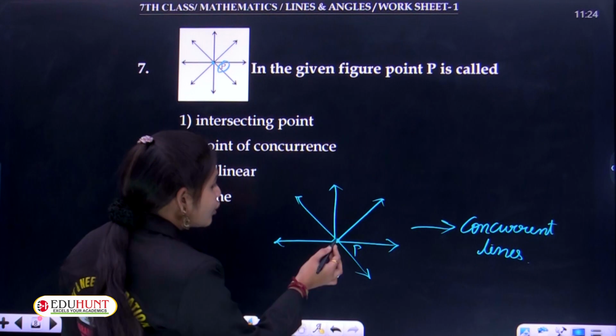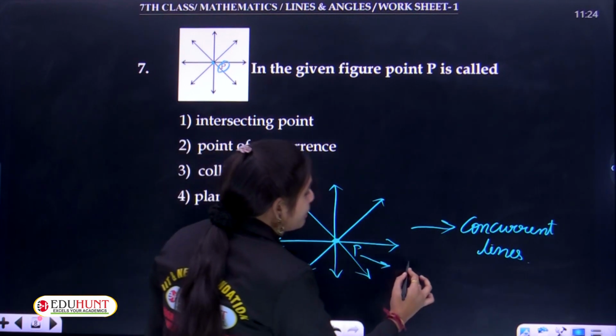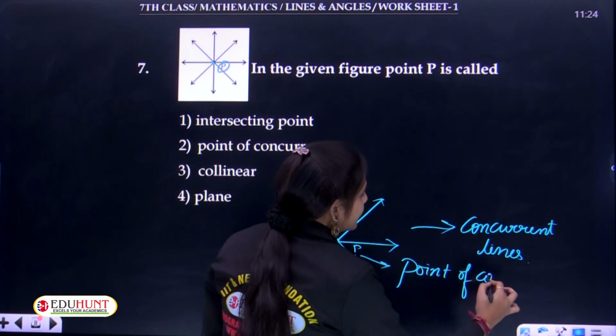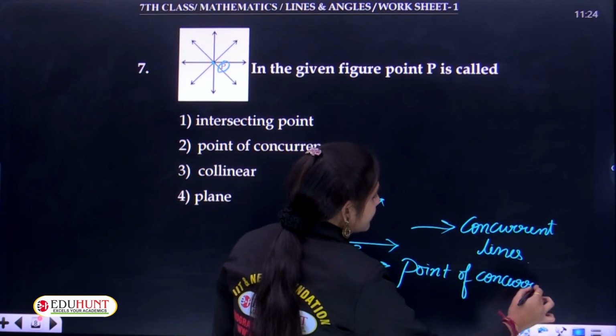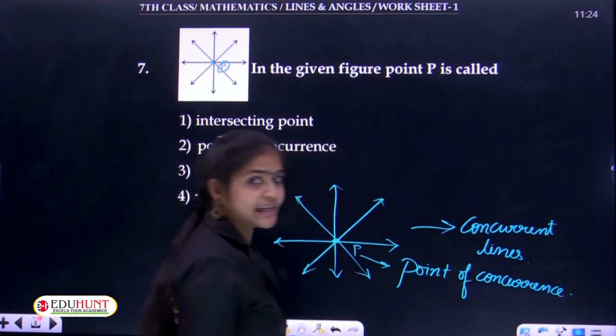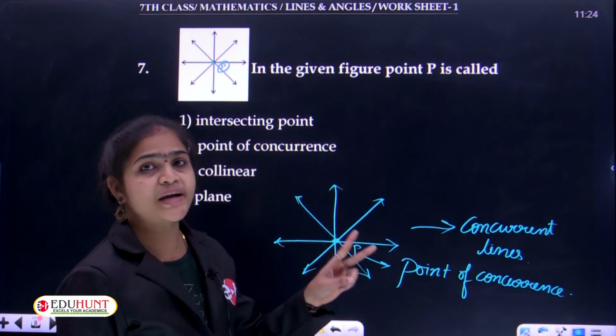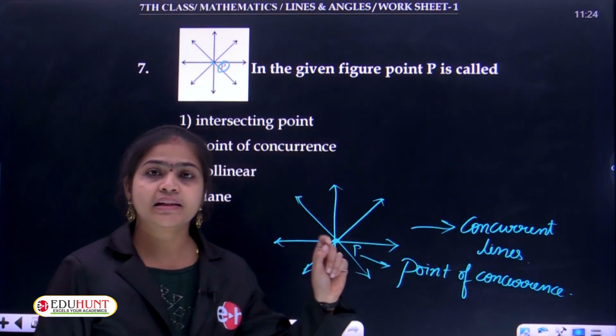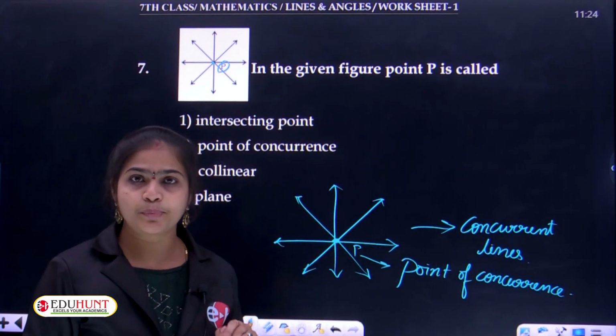Okay, and what will we call this point, ma? This point is called the point of concurrence. If we have intersecting lines, meaning two lines passing through the same point, then that point is known as the intersecting point.